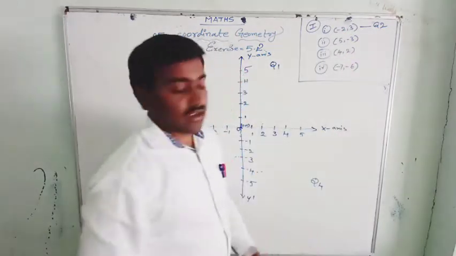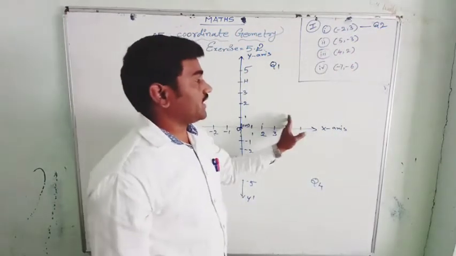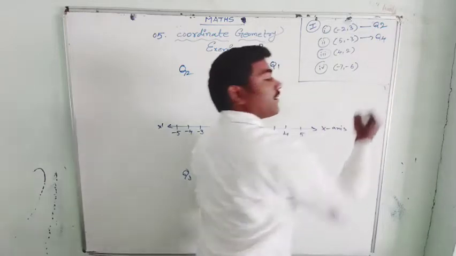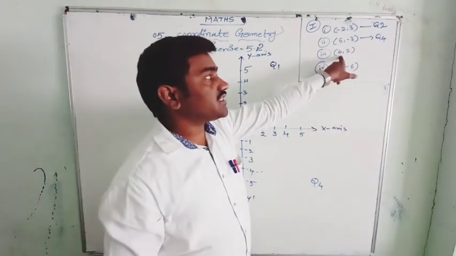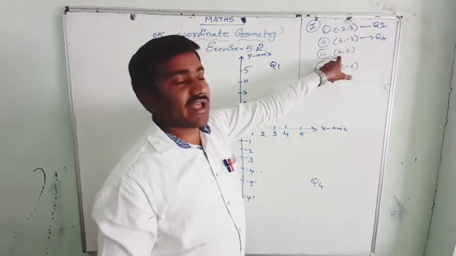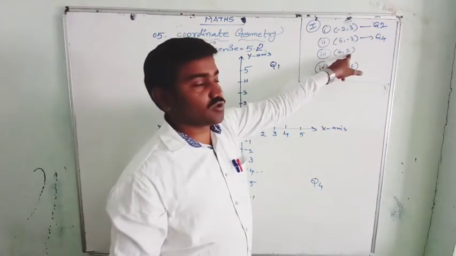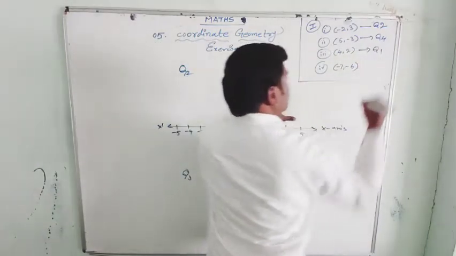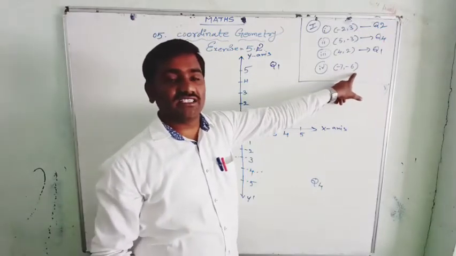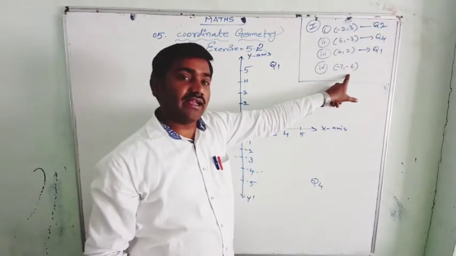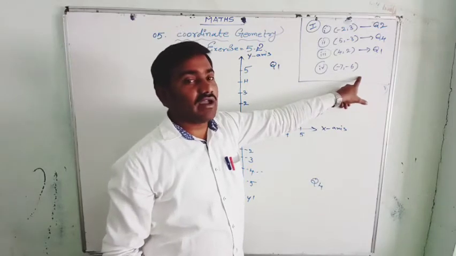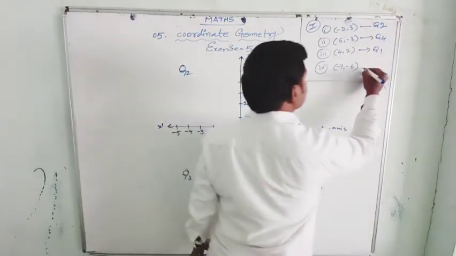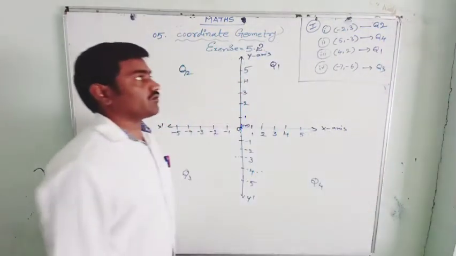Okay, next, 5 and minus 3. X is positive on this side, y is negative on this side. So it is in Q4, quadrant number 4. Now next, plus 4, plus 2. The x value is plus 4, the y value is plus 2. Both are positive, so it is quadrant number 1. Next, you see minus 7, minus 6. The x axis value is minus 7 and the y axis value is minus 6. Both are negative, so it comes in quadrant number 3.